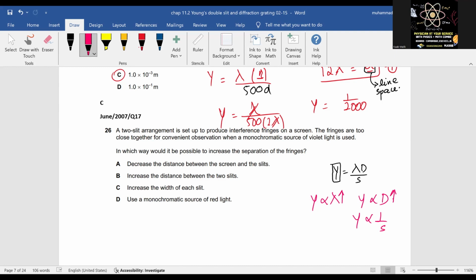Now then you increase d. Okay, increase the distance between the two slits. This is not the possible option. No, you have to look at the options. Look, for the first option, decrease the distance between the screen and the slit. So they are decreasing the d, so you'll get y to be decreased. Increase the distance between the two slits. If you increase the distance, you will get lower y. And increase the width of each slit.